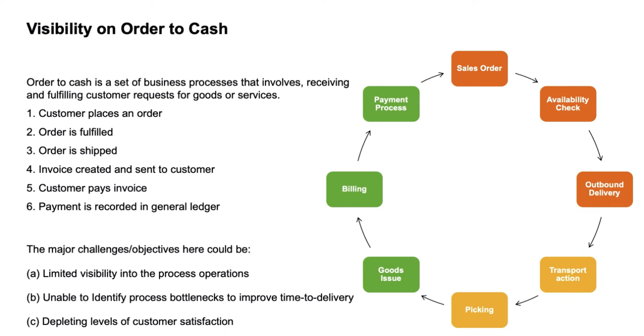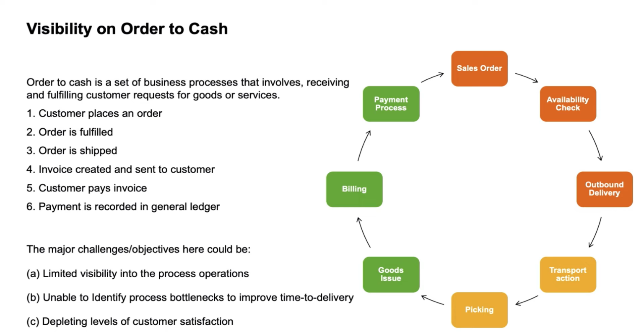Order to cash is a set of business processes that involves receiving and fulfilling customer requests. So basically managing everything from sales order right through customer payments. To start with, customer places an order. Order is fulfilled, shipped, invoice generated, sent to customer. Customer makes the payment and payment is recorded. So you see, every process step is critical and thus requires complete transparency to be able to react quickly to make best informed decisions needed to lower the cost and maximize profitability, thereby improving customer satisfaction.